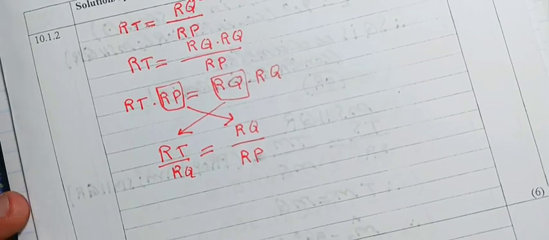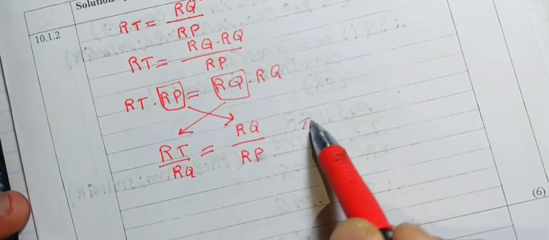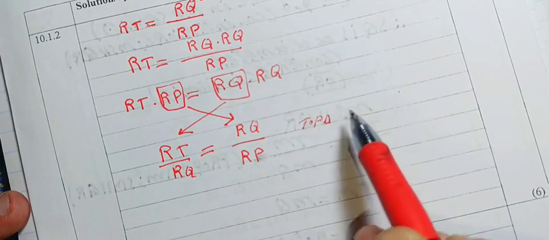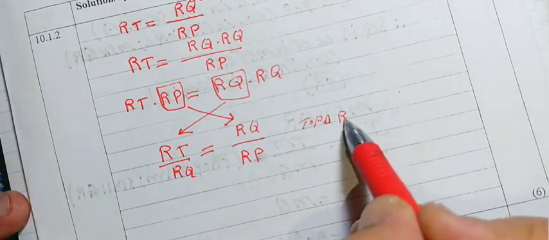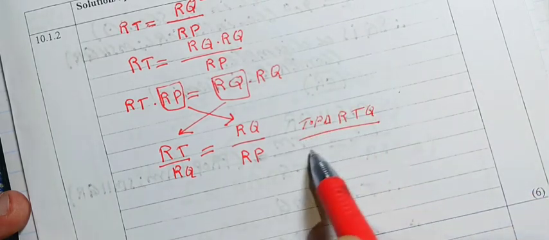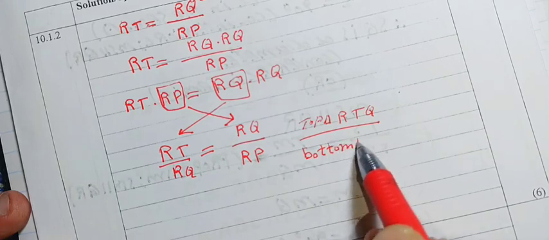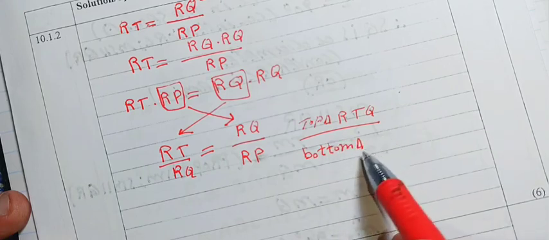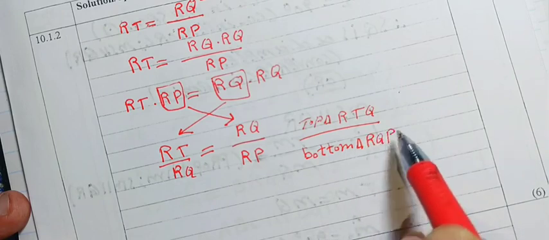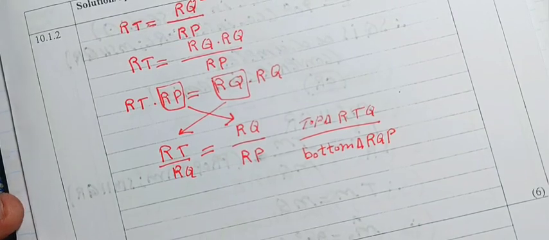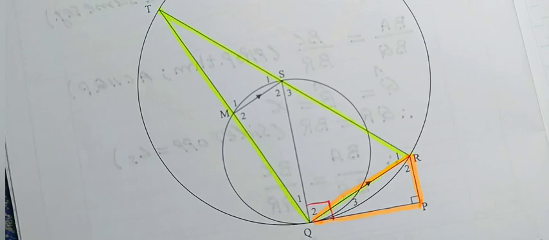So the top triangle we have RTQ, and the bottom triangle we have RQP. So we need to highlight these triangles: RTQ green one, and then RQP is orange one. So we need to prove these two triangles are similar.